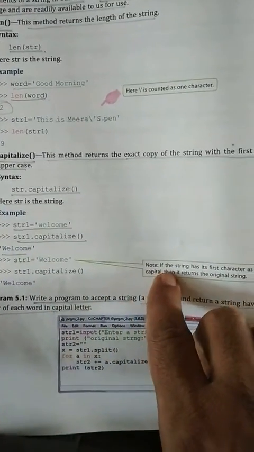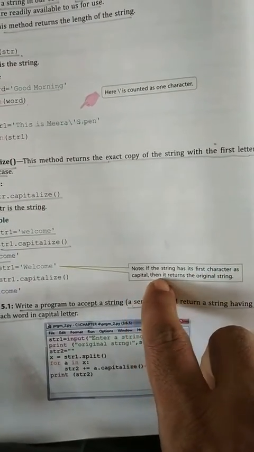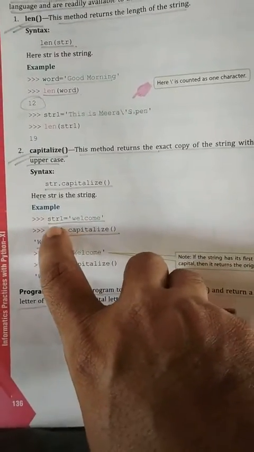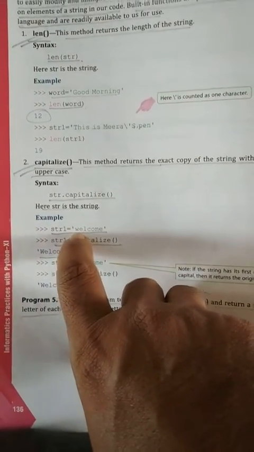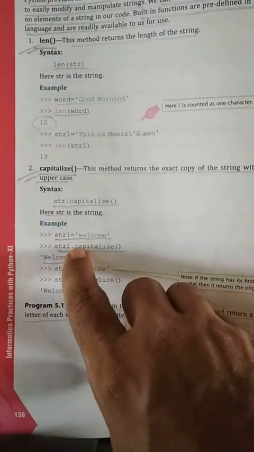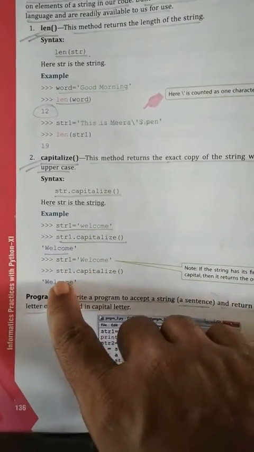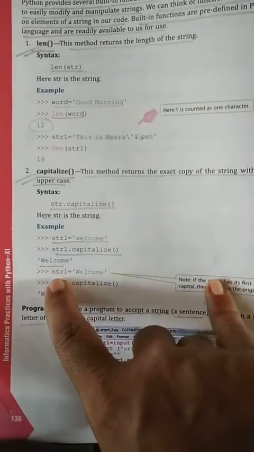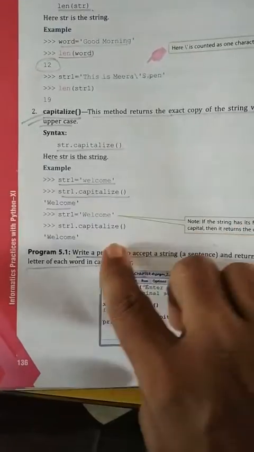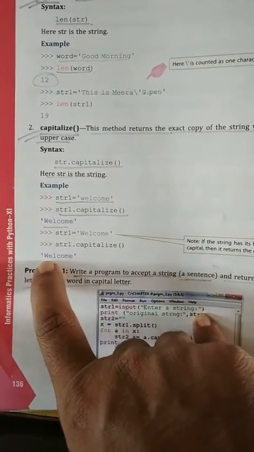See, note, if the string has its first character as capital, then it returns the original string. If the first character of the string is already capital, then obviously it will give you the capital form. But still, if it is in lower case, it will convert into uppercase and give you the value, right? See, here again once. It is in capital letter and when we capitalize it, it comes in capital letter only, right?